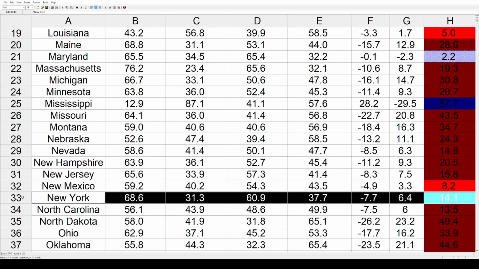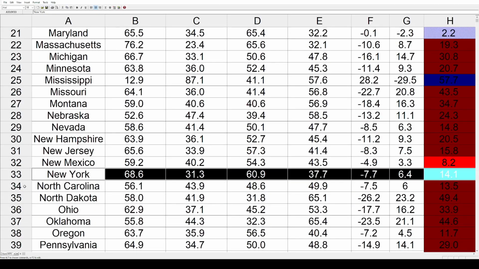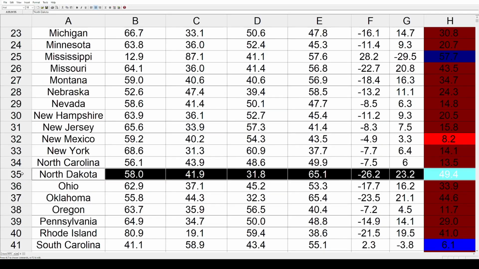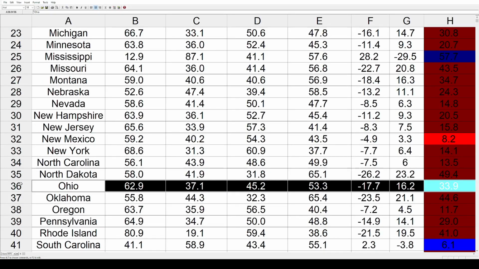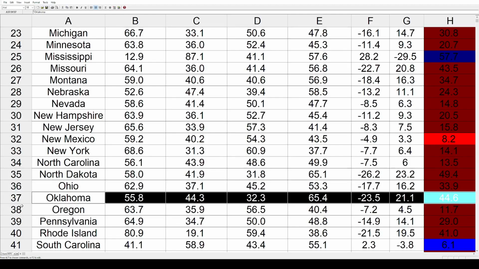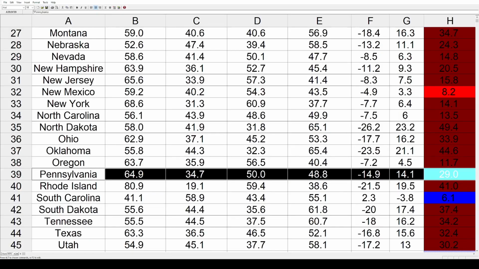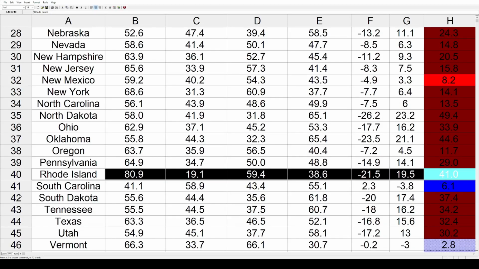Back up to more big shifts toward the Republicans. New York, 14.1. North Carolina, 13.5. North Dakota, a colossal 49.4. Ohio, 33.9. Oklahoma, 44.6. Oregon, 11.7. Pennsylvania, 29. And Rhode Island, an even 41%. That is a very big shift in a blue state like Rhode Island.